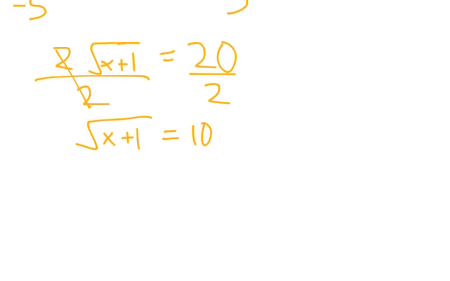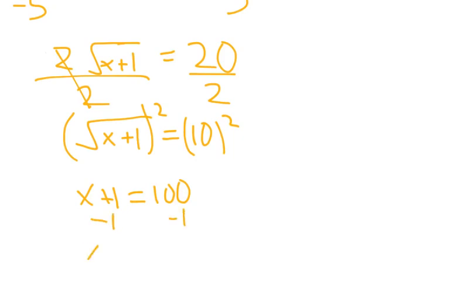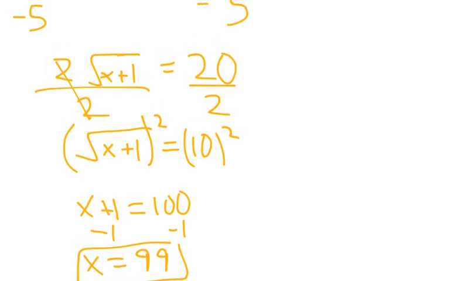Now we've isolated, so we can square both sides, and we'll get x plus 1 equals 100. Subtract 1 from both sides, x equals 99. Again, seems kind of weird, but it should work out. And if you don't believe me, we can check our work.